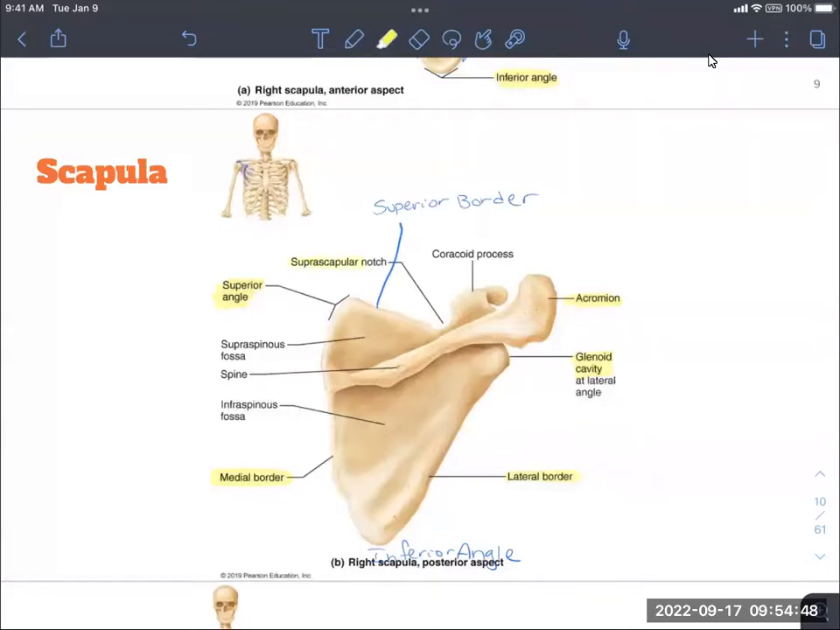We have what is called the suprascapular notch. That's right in here. This suprascapular notch is where nerves and arteries go through, and there's actually a ligament that crosses that. You don't need to know the name of that ligament, but there is a ligament in there to help hold things in place. As I mentioned, the spine. This spine is this whole thing right here. It sticks out on the scapula. And you can see from this angle that coracoid process.